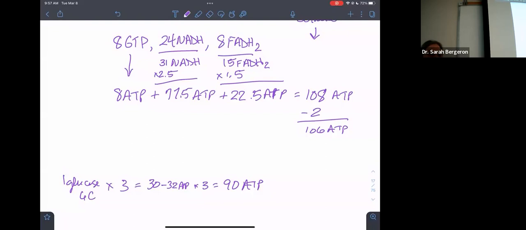I want to compare glucose to fats, but you can't compare apples to oranges. I need to compare apples to apples. So if I had a 16 carbon long fat, I need a 16 carbon long glucose. Well, glucose doesn't get 16 carbons long. It's only 6 carbons. So to get to 18 carbons, I need to multiply glucose times 3. 6, 12, 18. That's 3 glucose molecules. If from 1 glucose I get 30 to 32, multiplying that times 3 gives me the ATP yield of 18 carbons trapped in glucose.